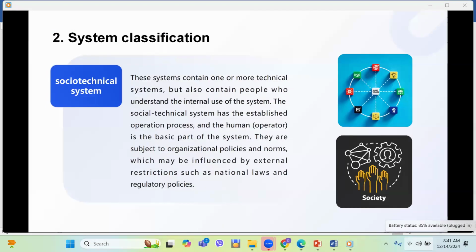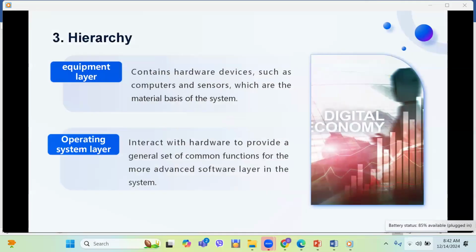The socio-technical system: these systems contain one or more technical systems, but also contain people who understand the internal use of the system. The socio-technical system has established operation processes, and the human operator is a basic part of the system. They are subject to organizational policies and norms, which may be influenced by external restrictions such as national laws and regulatory policies. Now let's look at the hierarchy of socio-technical systems.